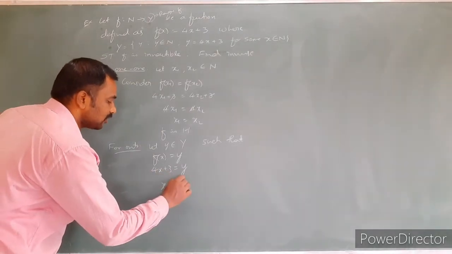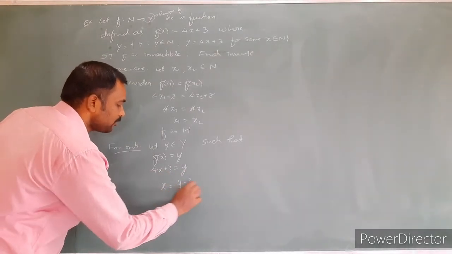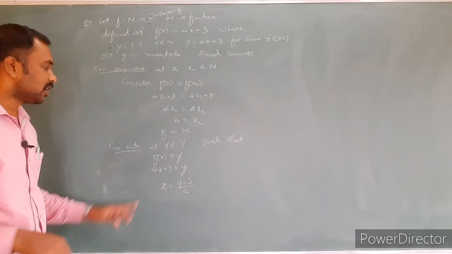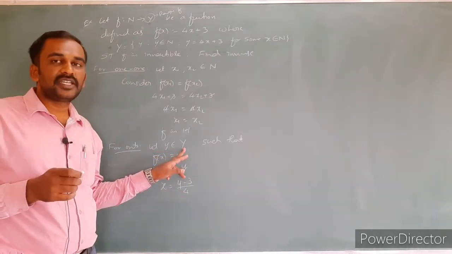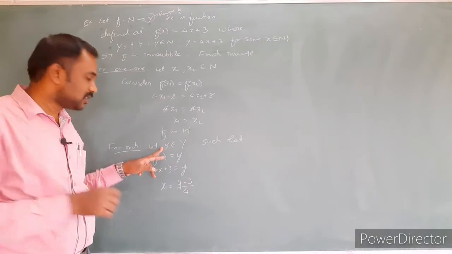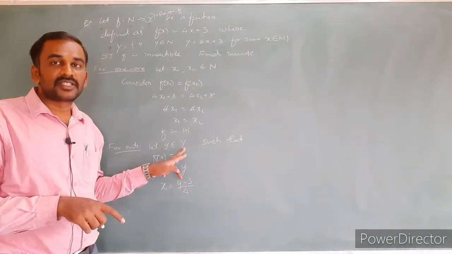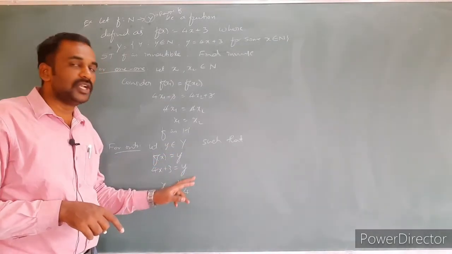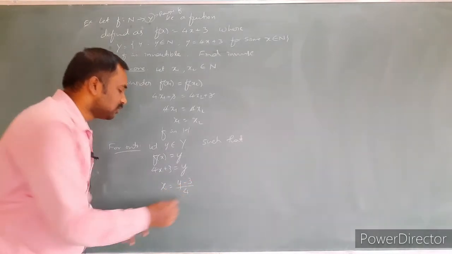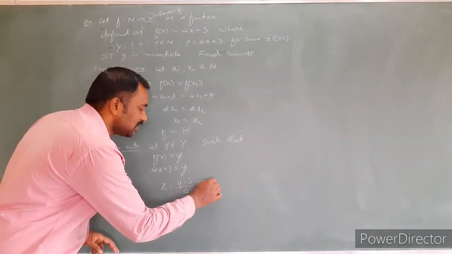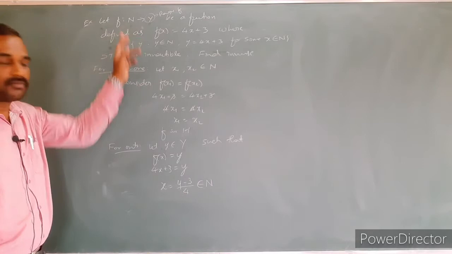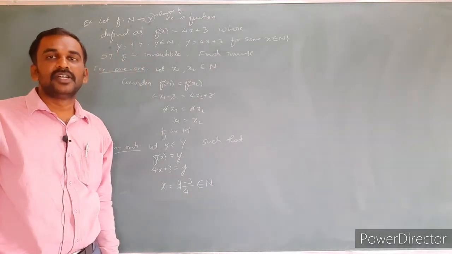From this, we can write x = (y − 3)/4. Y is present in the set A. We have chosen this y value from the set Y. Replacing those values and simplifying, we have to check whether this x is present in the domain set, the natural number set, or does not belong to the domain set.